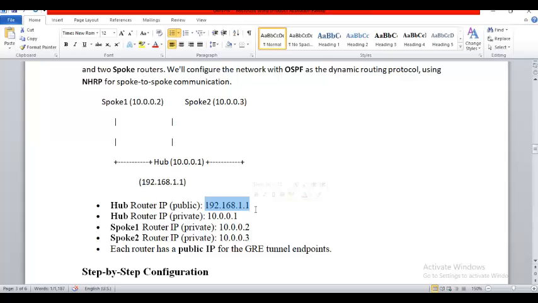This is the tunnel IP address. This is another tunnel IP address of the spokes, which is private. All the 10 are private. Don't forget. So every router has got one public IP address for GRE to negotiate.